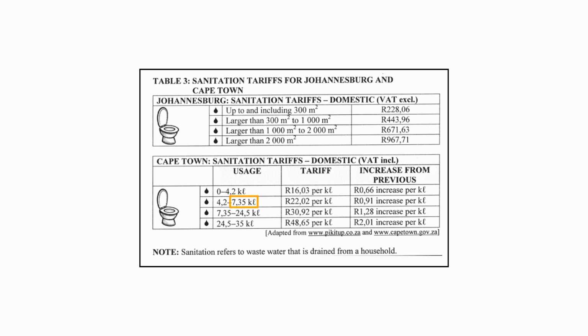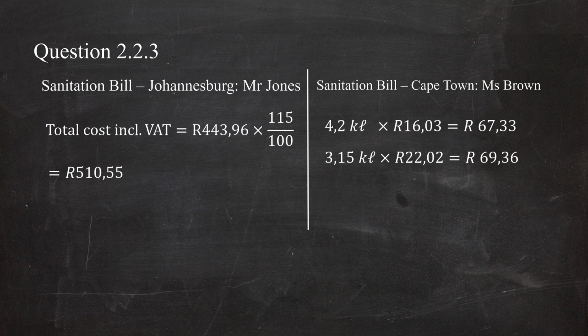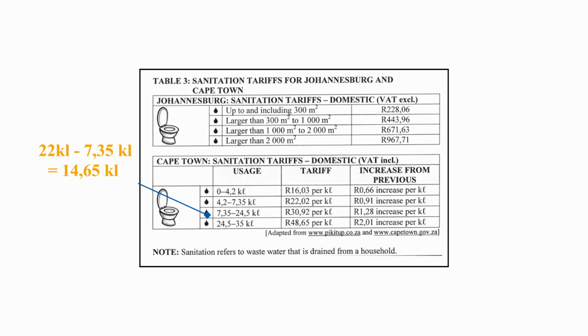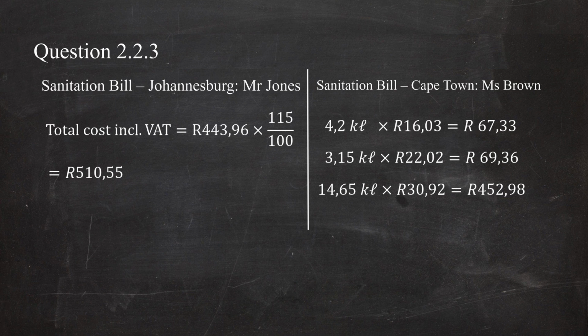For step 2, the amount of water that was used in this step was the maximum amount of water in the step of 7,35 kiloliters minus the maximum amount of water in the previous step of 4,2 kiloliters. And this equals 3,15 kiloliters. So the cost for step 2 will be 3,15 kiloliters multiplied by 22 Rand 2 cents, and this equals 69 Rand 36 cents. For step 3, the amount of water that was used equals 22 kiloliters minus the maximum amount of water in the previous step of 7,35 kiloliters, and this equals an amount of 14,65 kiloliters. So the cost for step 3 will be 14,65 kiloliters multiplied by 30 Rand 92 cents, and this equals a cost of 452 Rand 98 cents.